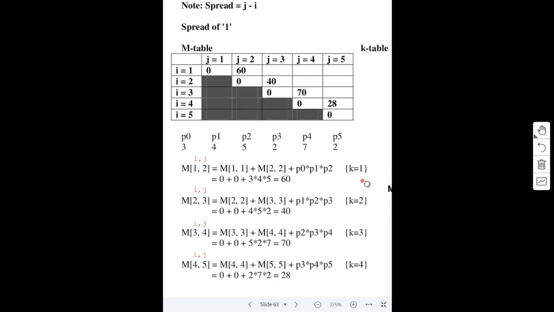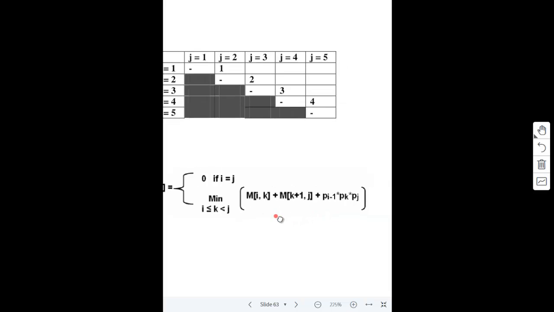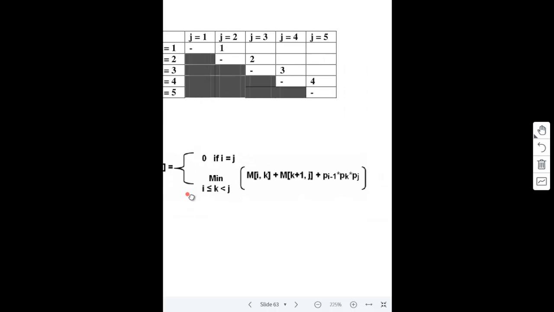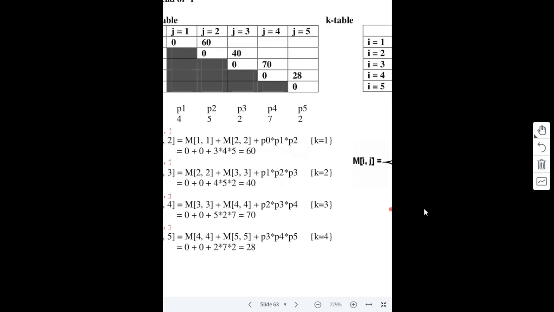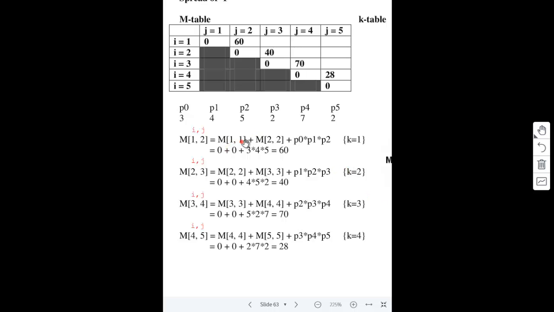So if k is 1, what is the recurrence? This is the general format: m of i comma k plus m of k plus 1 comma j plus p i minus 1 times p k times p j. You basically fix i and j, because you're trying to find m of i comma j, and you're just playing with k. So for this case, we fixed k as 1, so it's m of i comma k, which is 1 comma 1, plus m of k plus 1 comma j, plus p i minus 1 times p k times p j.